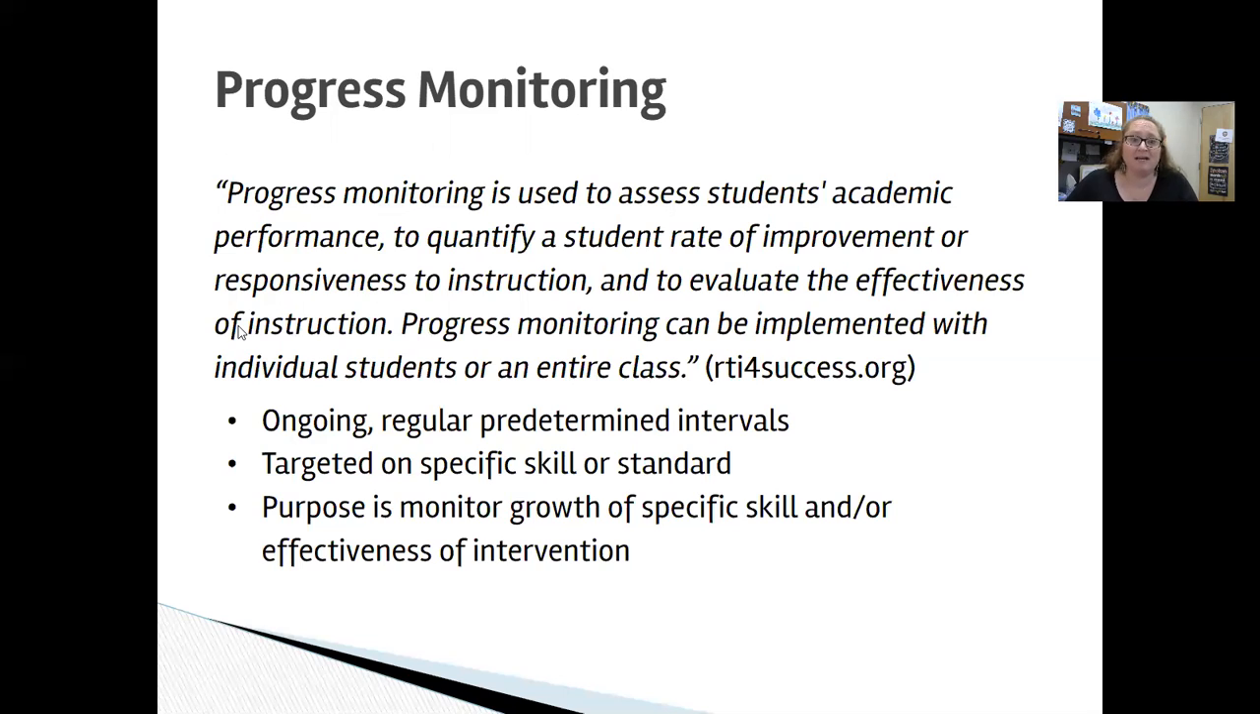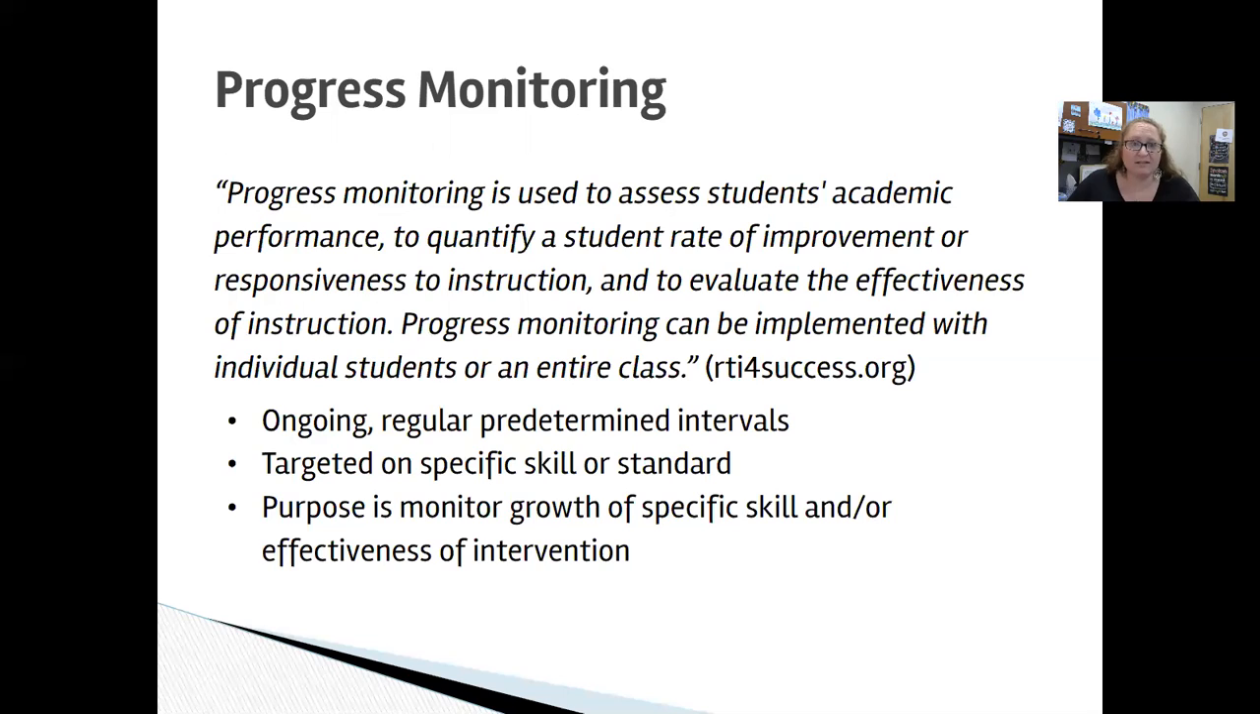So this means how are they responding to specific instructional strategies that you're using, which can then help you further plan and adjust your instructional practices. And then finally, evaluate the effectiveness of instruction. So overall, is your instruction actually helping the student to grow?